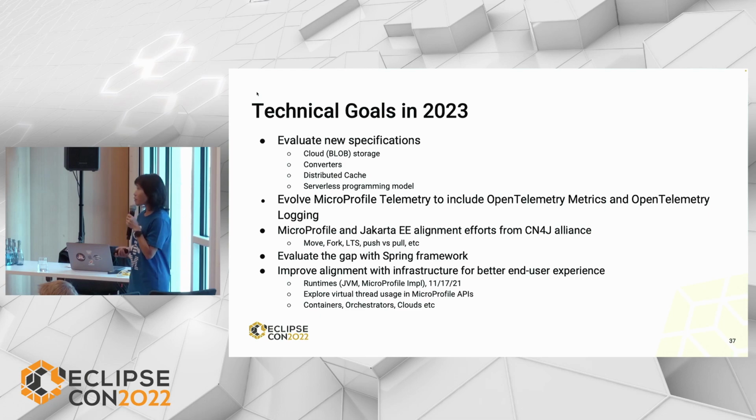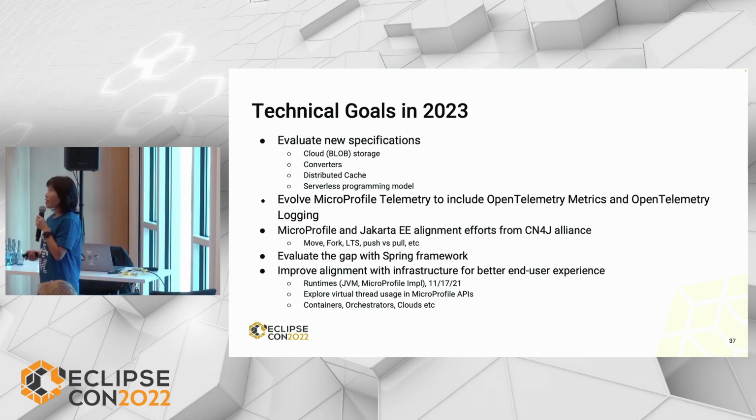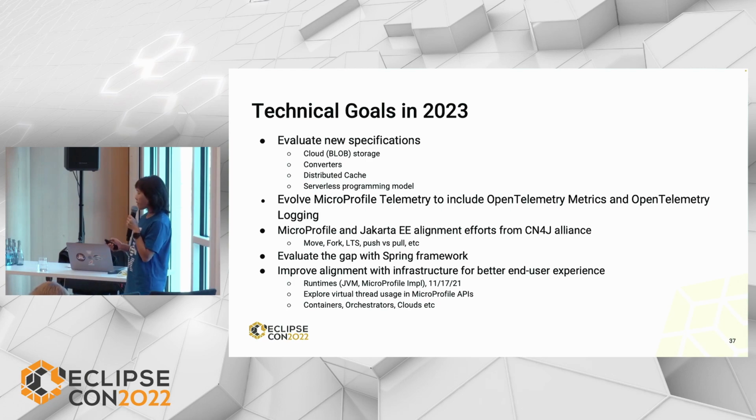Yeah, good question. The next one is the technical goals. In 2023, we want to evaluate new specs, basically cloud storage and converter. And as you know, JCache is not part of Jakarta, so currently there is no caching strategy for that. So we also want to evaluate whether there's a distributed cache.